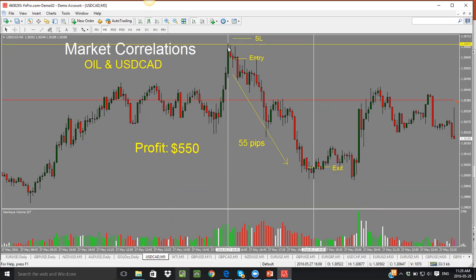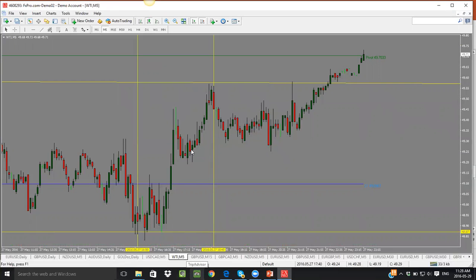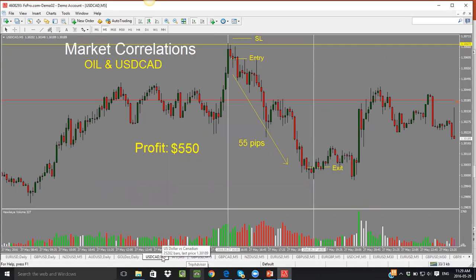Your stop will still have to be above the high here, and you're looking for price to come down because you're looking for oil price. You're expecting the oil price to go up, and dollar CAD as a result will come down. So what we see here is dollar CAD dropping till we come into this support and resistance area over here.